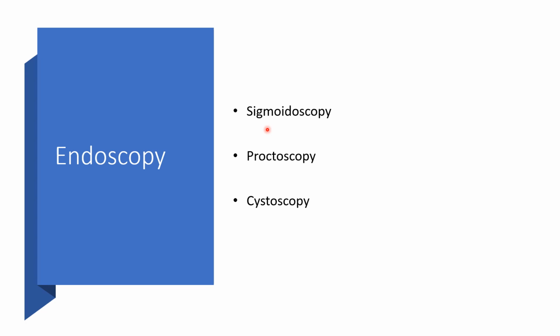Endoscopy will be helpful. Sigmoidoscopy to see what is happening to the sigmoid colon. Proctoscopy to know what is happening to the rectum and anus. And cystoscopy to know what is happening to the bladder. To anyone who is confused, you can check my channel for other presentations on cervical cancer. By the time you check the staging, you will know that it can spread to all these structures.